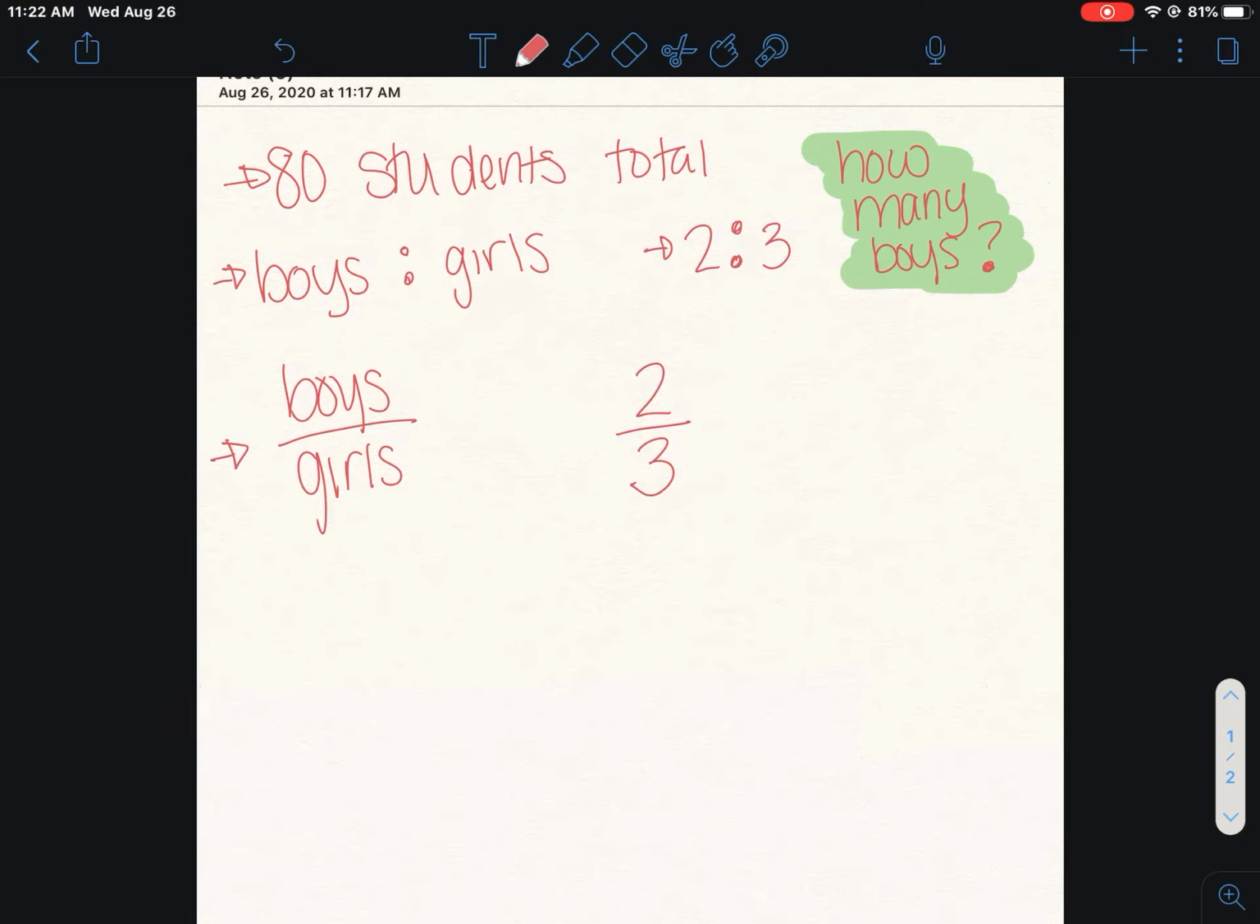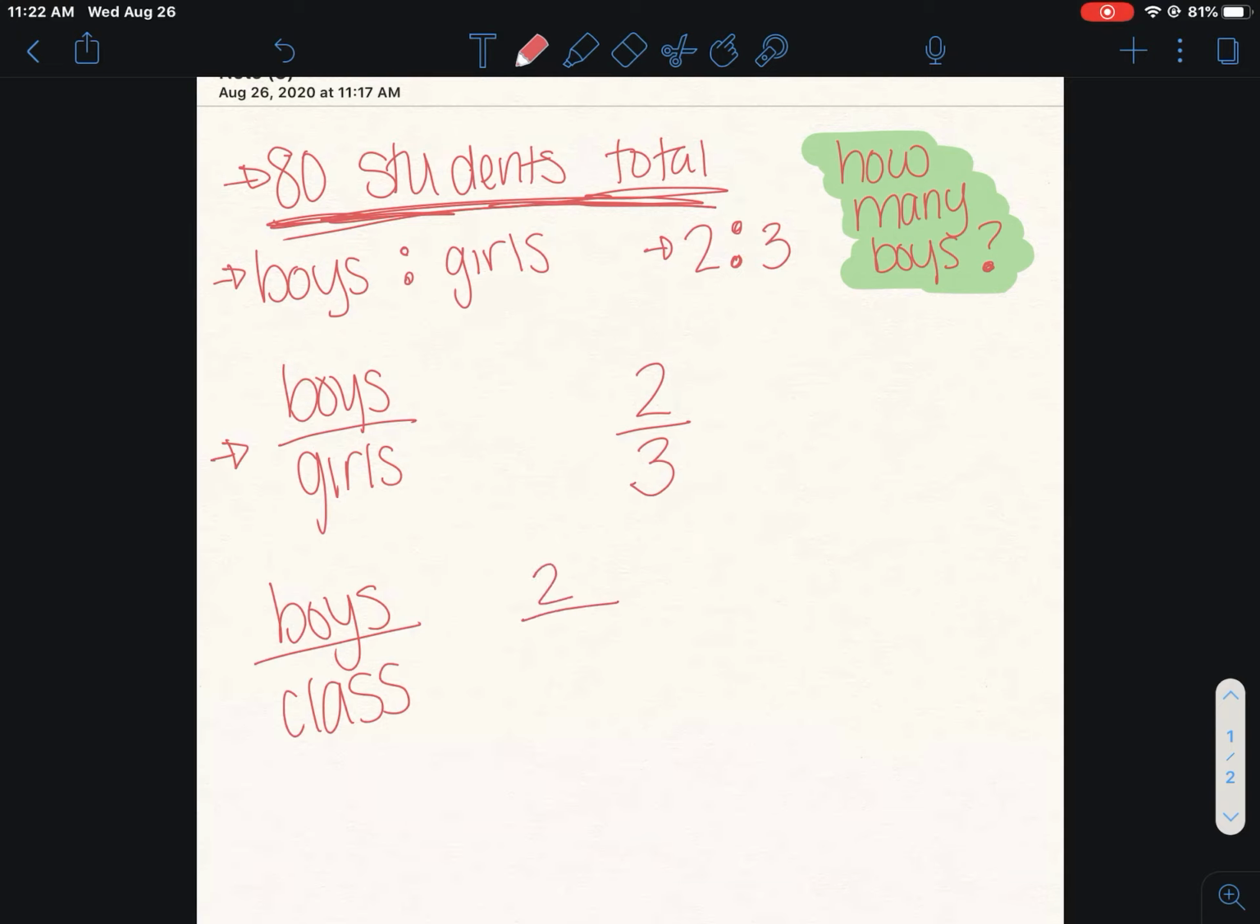Well, this proportion is boys to girls. I need to make this boys to class, because this is the information I'm given: 80 total students. So I'm going to make it boys to class. So there's 2 boys out of 5 students in the class total. So 2 boys, 3 girls, that makes 5.